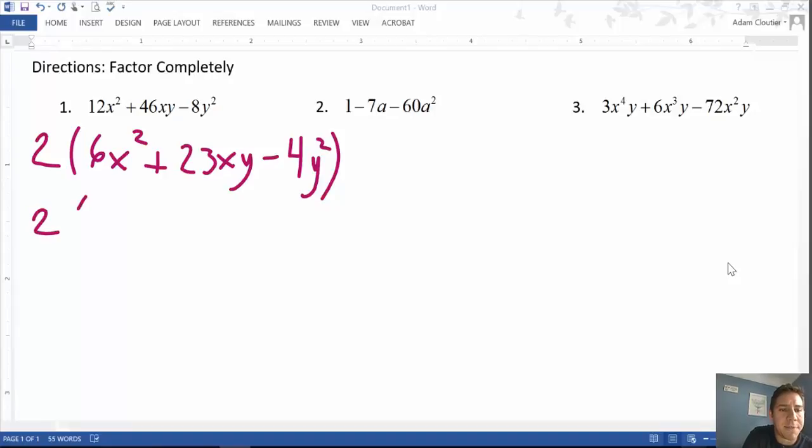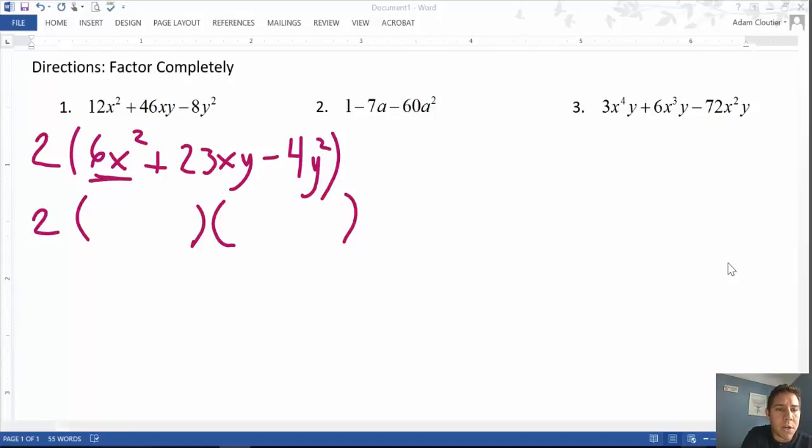The next step is to take the leftovers and write it as a product of two expressions. In this case, you have one of two options. You can either factor by grouping, or you can factor using the FOIL or guess and check method. I like the guess and check method because it's usually quicker.